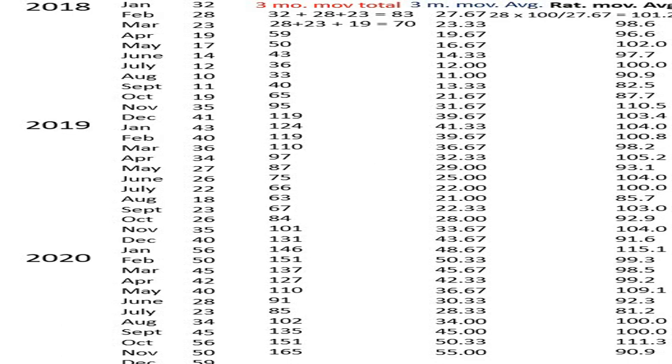Basically you will get values in and around 100, some values more than 100 and some values less than 100, as you can see. And obviously you will not get any entry corresponding to the first value, that is January 2018, and the last value, that is December 2020.